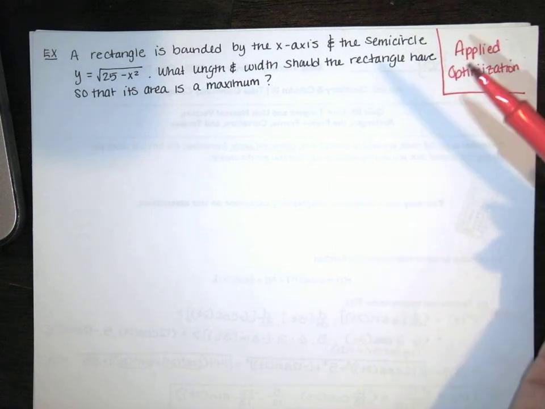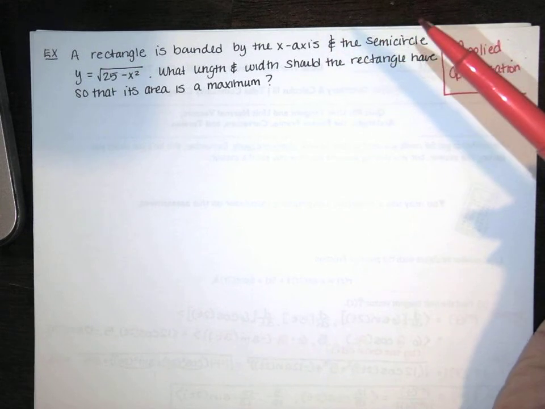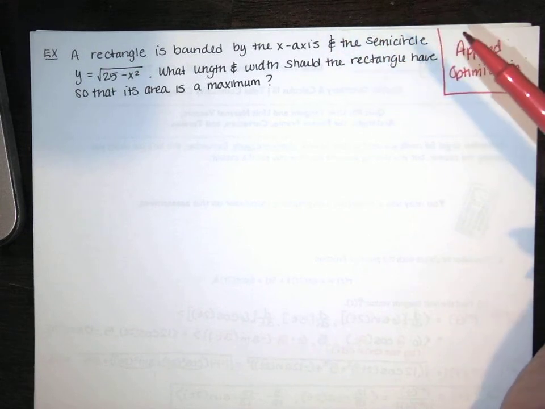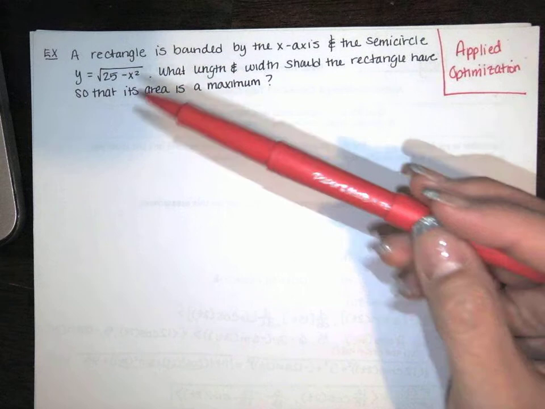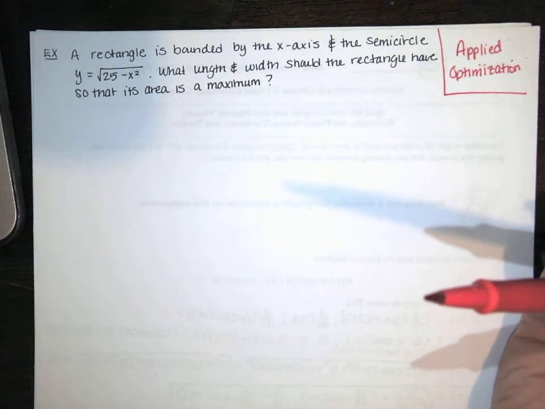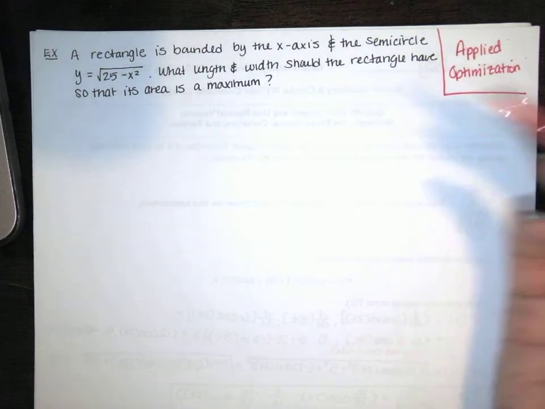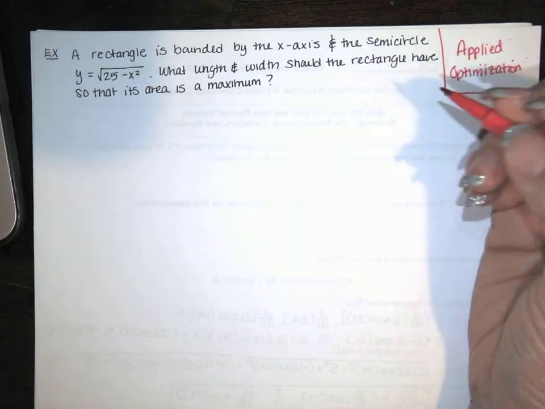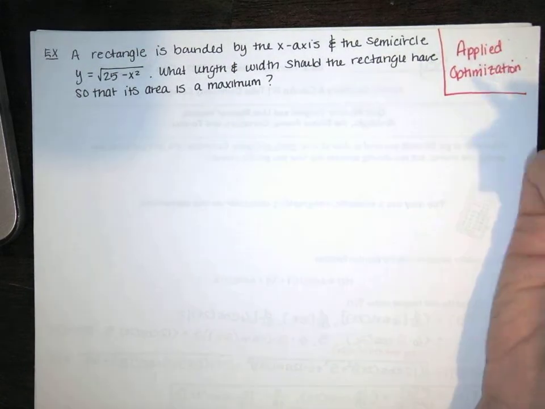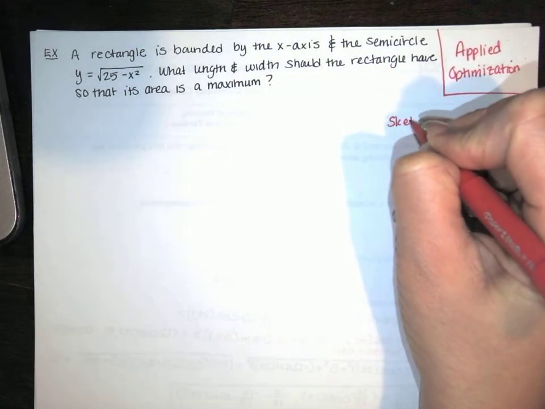So the question says, a rectangle is bounded by the x-axis and the semicircle y equals the square root of 25 minus x squared. What length and width should the rectangle have so that its area is a maximum? So the first thing that I would do with this problem and any problem is sketch a picture if it's appropriate. And they're talking about rectangles, they're talking about semicircles, so sketching a picture is appropriate in this case.